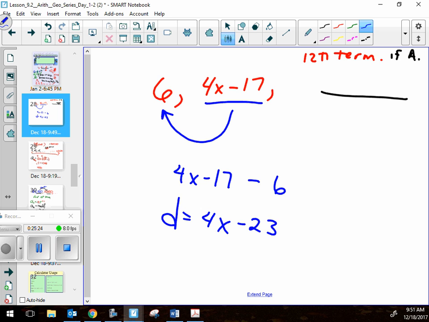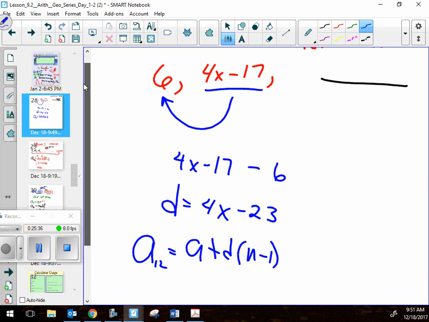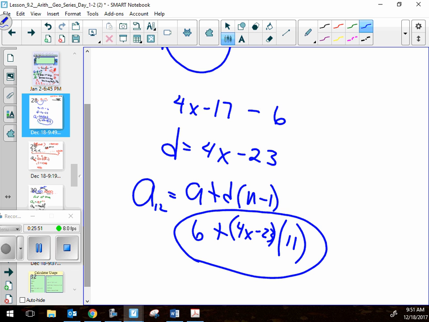I know that formula. To find the 12th term, I go A sub 12 is A plus D times n minus 1. And then A was the starting amount, which was 6, plus that common difference, 4x minus 23, times n minus 1. What was n? N was 12, so 12 minus 1 is 11. There you go. Why does your answer have to have an x in it? Because it depends on what x is. Any questions on that one?